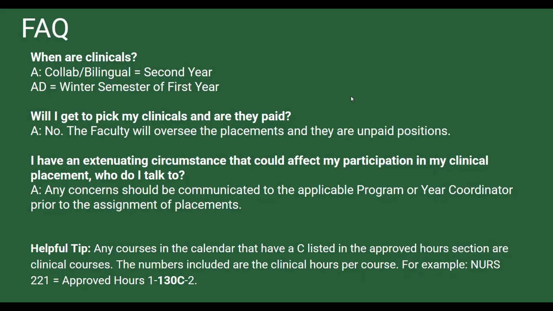And then just some helpful tips. Any courses in the calendar that have a C listed in the approved hours section are clinical courses. So the numbers included are the clinical hours per course. For example, Nursing 221, the approved hours are 130 as they highlight 130C on the program calendar there.